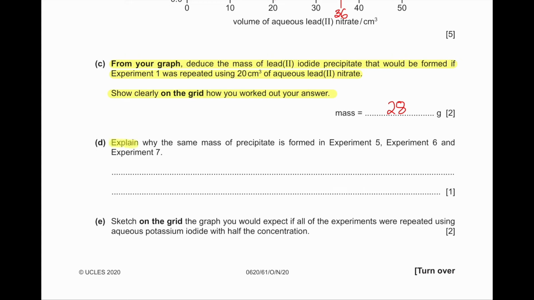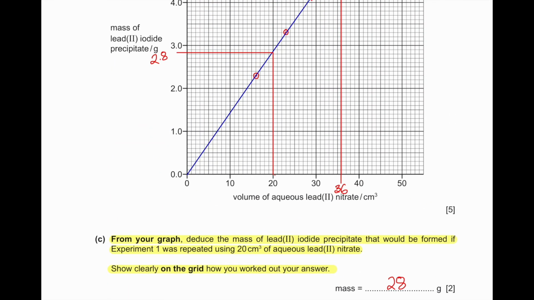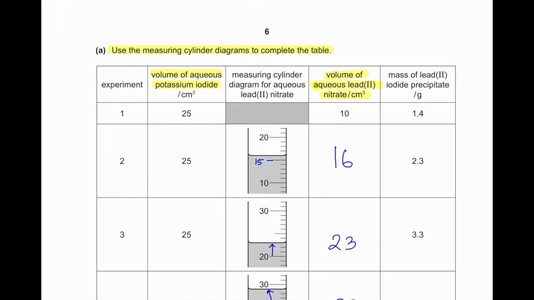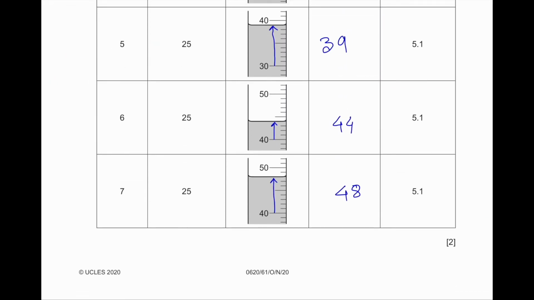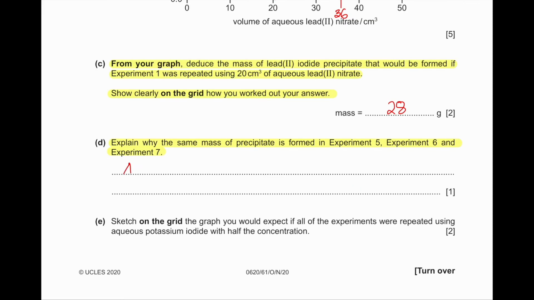Part D. Explain why the same mass of precipitate is formed in experiment 5, experiment 6 and experiment 7. So basically we can already conclude that in experiment 5, experiment 6 and experiment 7, in these three experiments, our lead(II) nitrate was in excess and our potassium iodide was the limiting reagent.